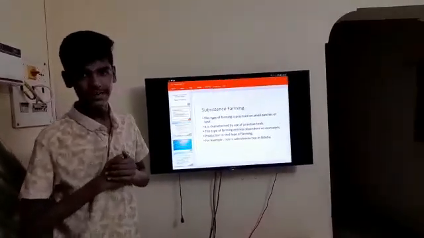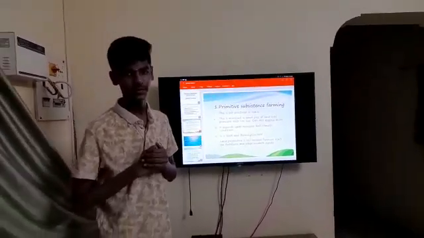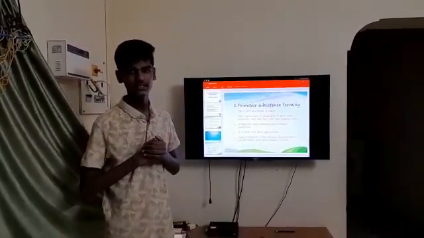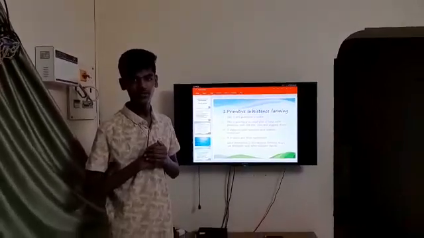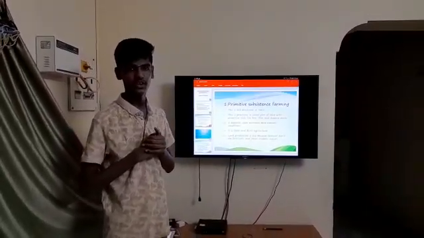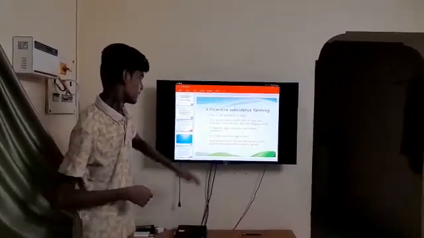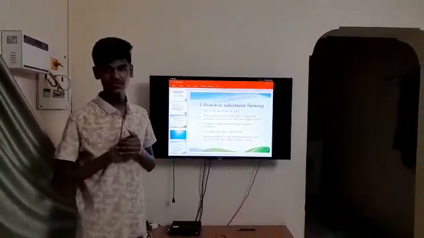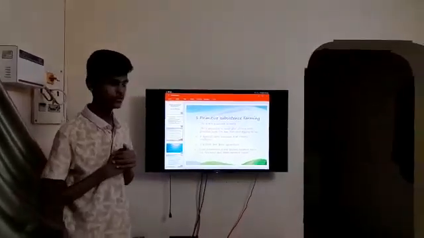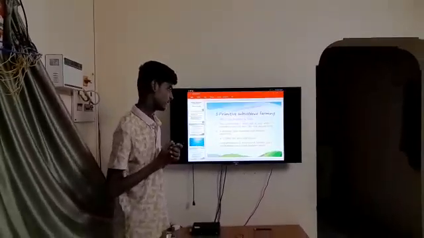Next slide. Next, we are going to see the two types of subsistence farming. There are two types of subsistence farming, that is intensive subsistence farming and primitive subsistence farming. Primitive subsistence farming is still practiced in India. This is practiced on a small plot of land using primitive tools such as the hoe, digging tools, etc.